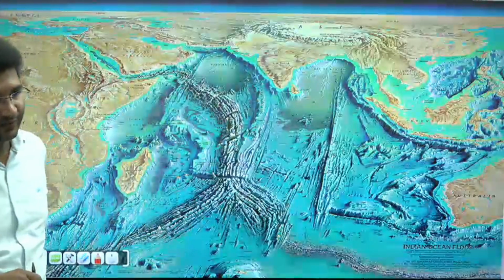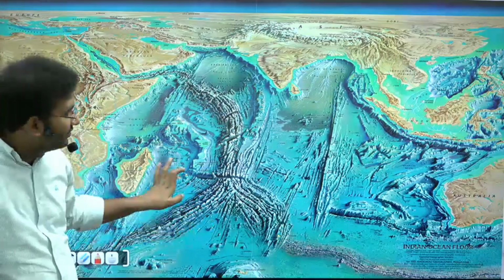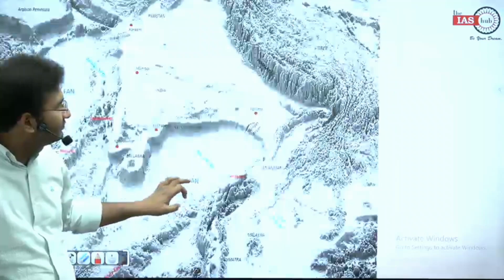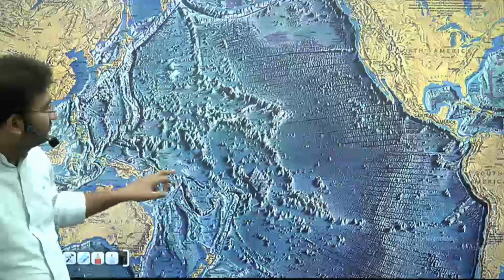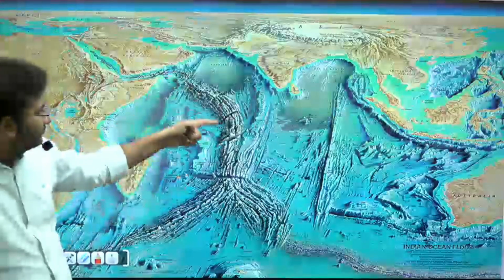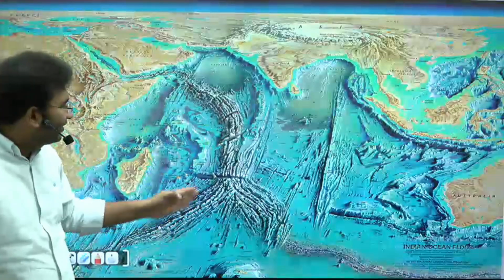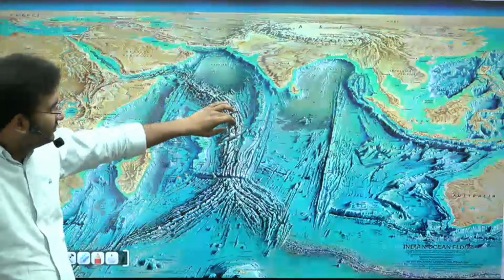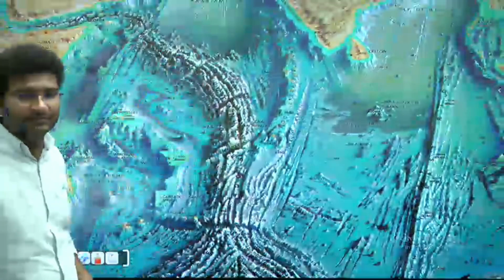Look here. These are your middle oceanic ridges. This is how they look. Right? Now, why is there a chain of mountains? If you zoom in, you will see lines of mountains.